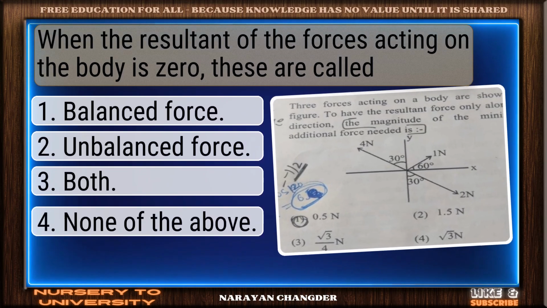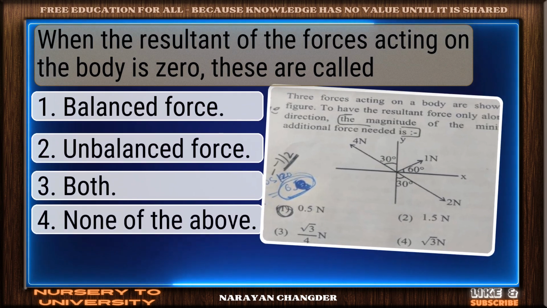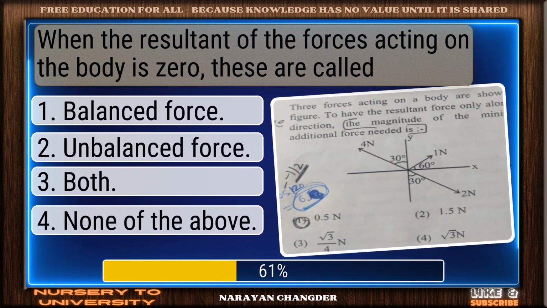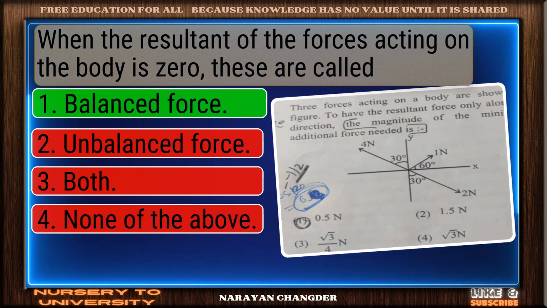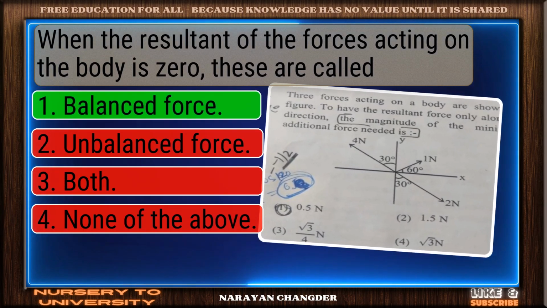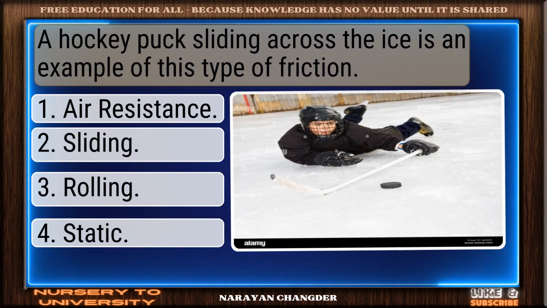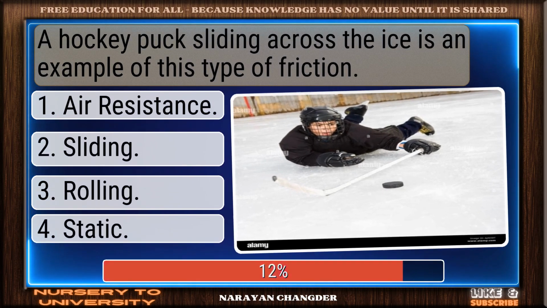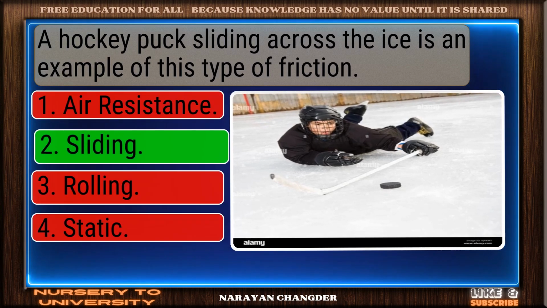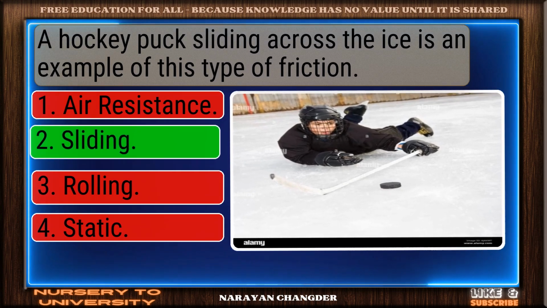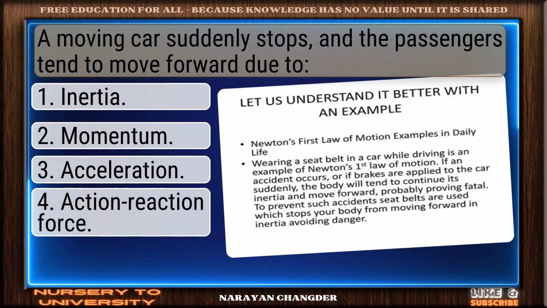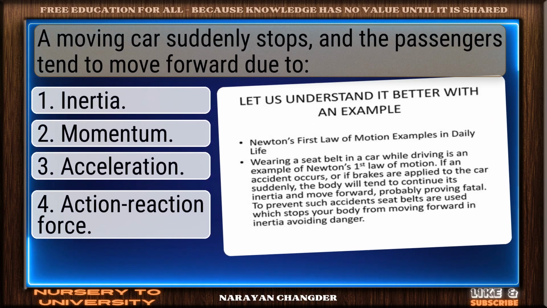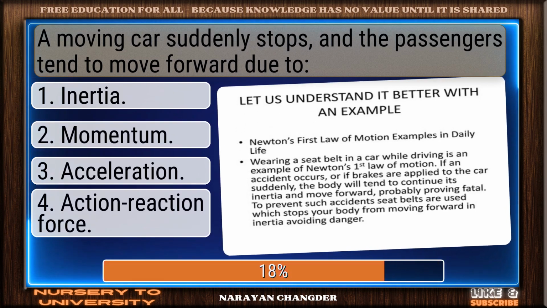Question number 128. When the resultant of the forces acting on the body is 0, these are called? You got it. Your choice balanced force is right. Question number 129. A hockey puck sliding across the ice is an example of this type of friction. Nice work. You chose sliding and it is correct. Question number 130. A moving car suddenly stops, and the passengers tend to move forward due to.